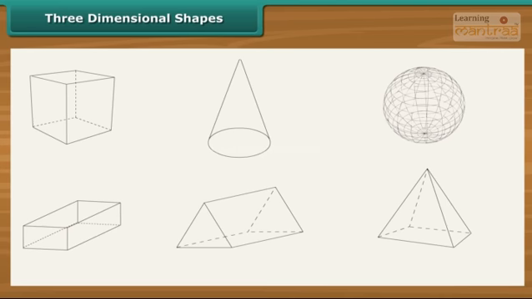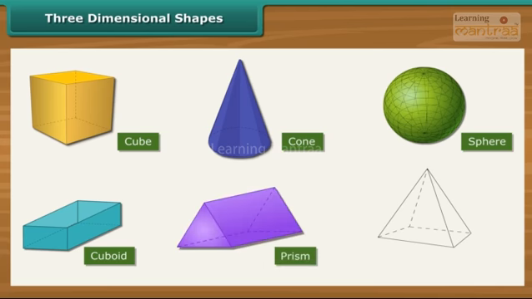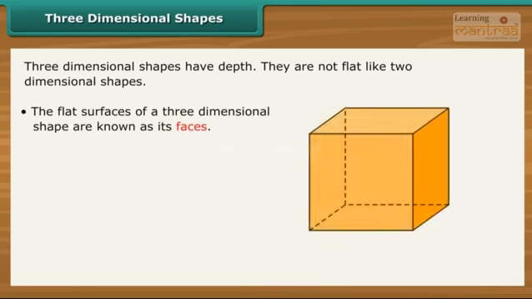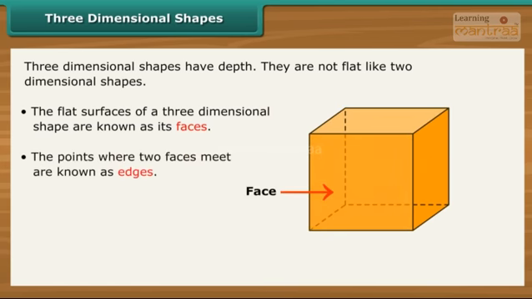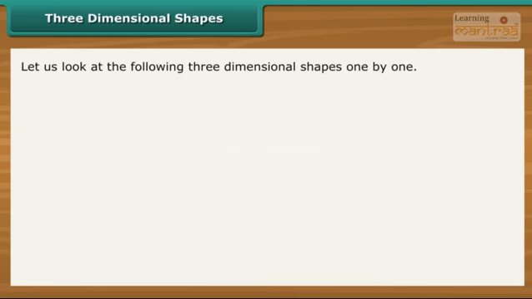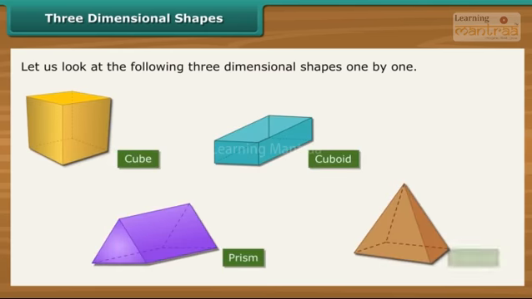Examples of three-dimensional shapes are cube, cone, sphere, cuboid, prism, pyramid, etc. The flat surfaces of a three-dimensional shape are known as its faces. The lines where two faces meet are known as edges. The points where the edges meet are known as vertices. Let us look at the following three-dimensional shapes: cube and cuboid, triangular prism, square pyramid.